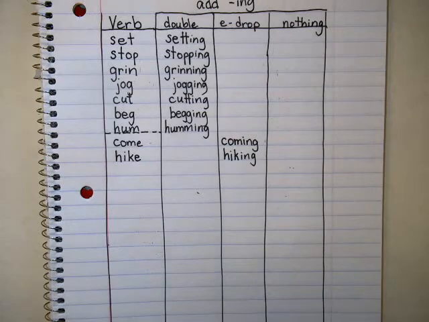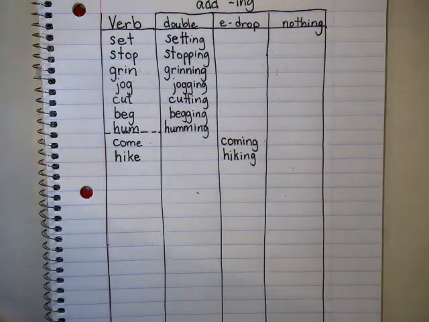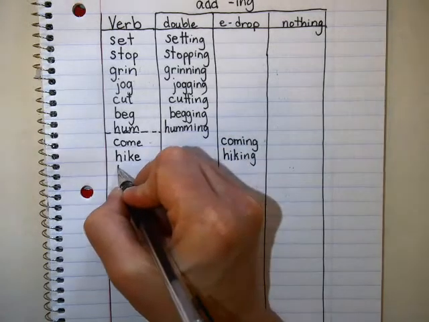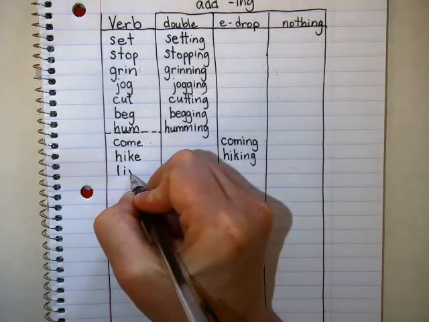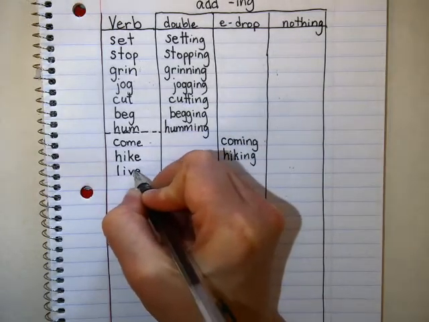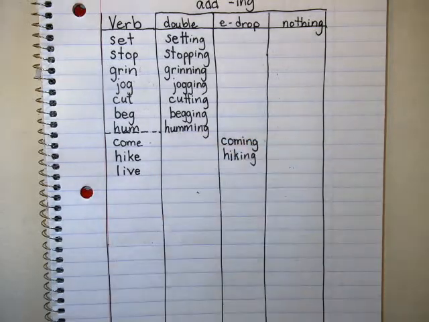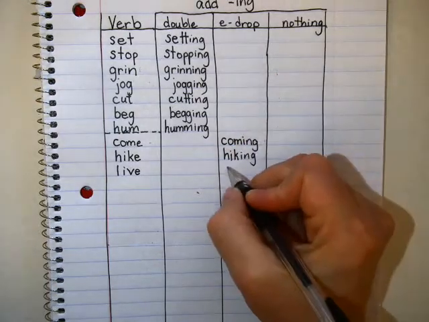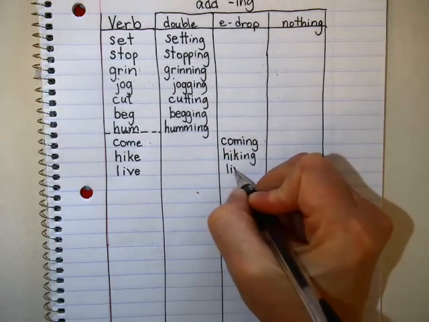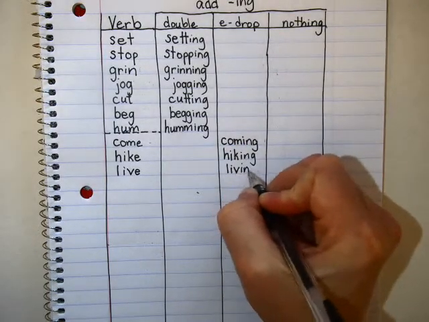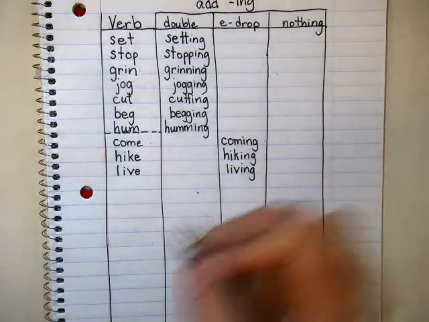Alright. Your next verb is live. Live. L-I-V-E. Okay, and add an ing would be living. Living. Okay, and again, we just got to drop the E off that and add ing to it. Living.